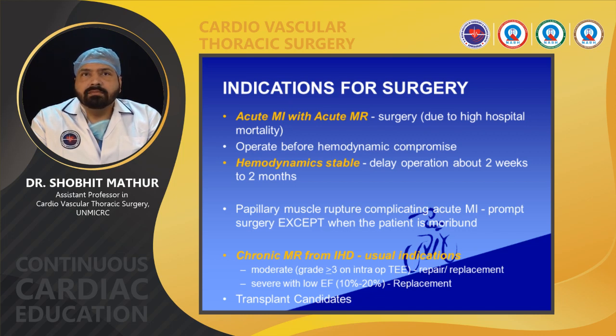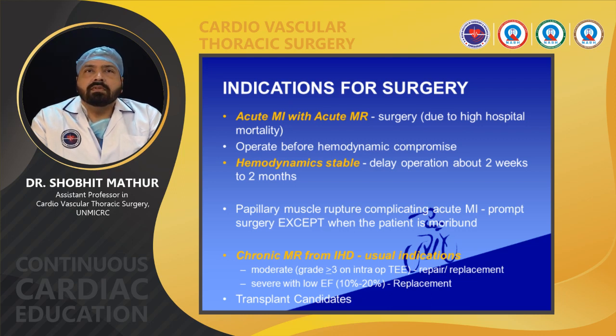In case of papillary muscle rupture complicating acute MI, prompt surgery has to be done except when the patient is moribund. So more or less in cases of acute MI with acute MR, surgery is the mainstay of the treatment. We can delay the surgery if the patient is hemodynamically stable, and we can avoid surgery if the patient is moribund.